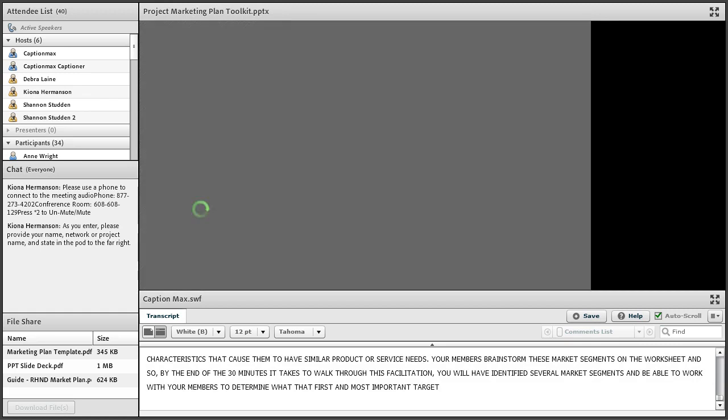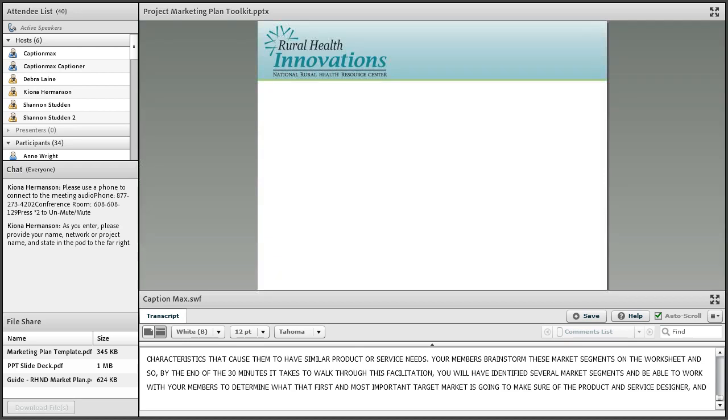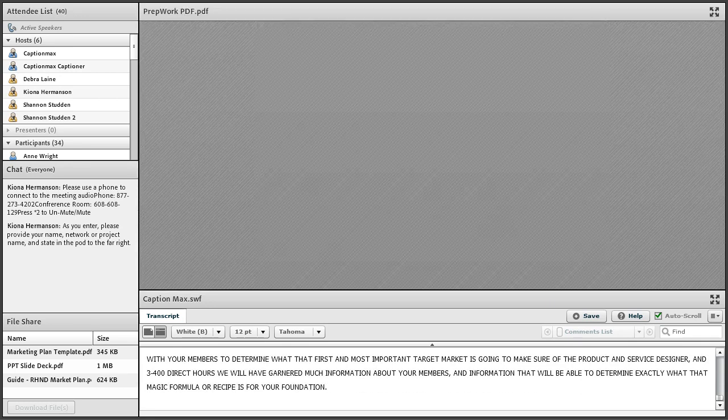And so by the end of the 30 minutes it takes to walk through this facilitation, you will have identified several market segments and be able to work with your members to determine what that first and most important target market is. Going back to the big picture of the product and service designer, in 3 to 4 hours, you will have garnered much information about your members. Enough information that you'll be able to determine exactly what that magic formula or recipe is for your foundation.